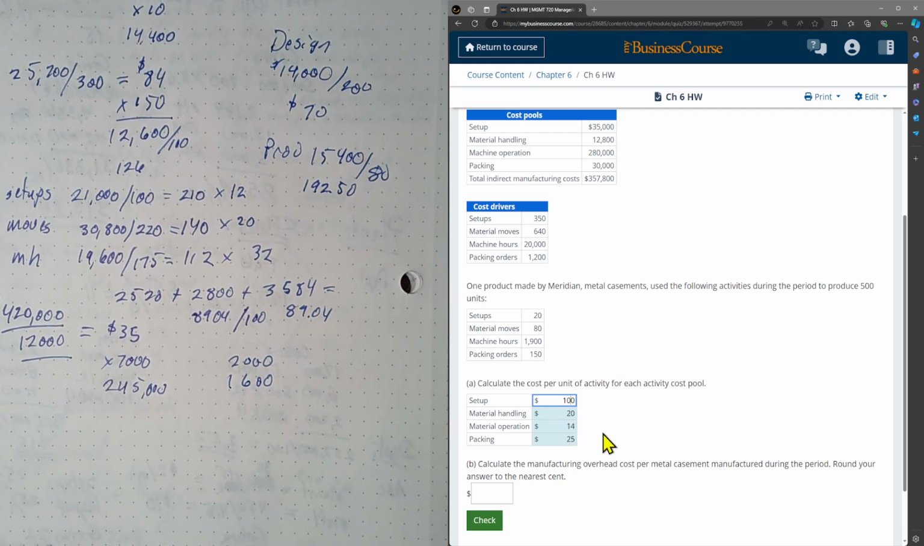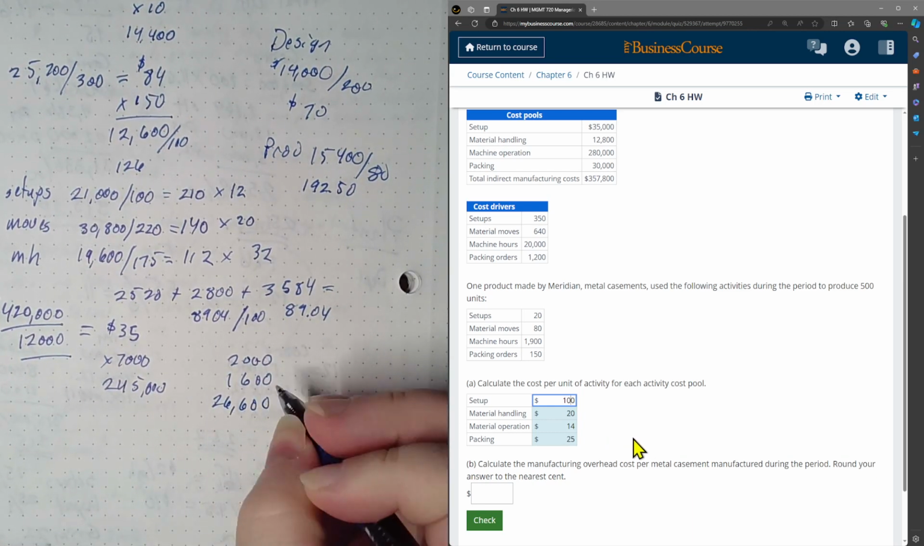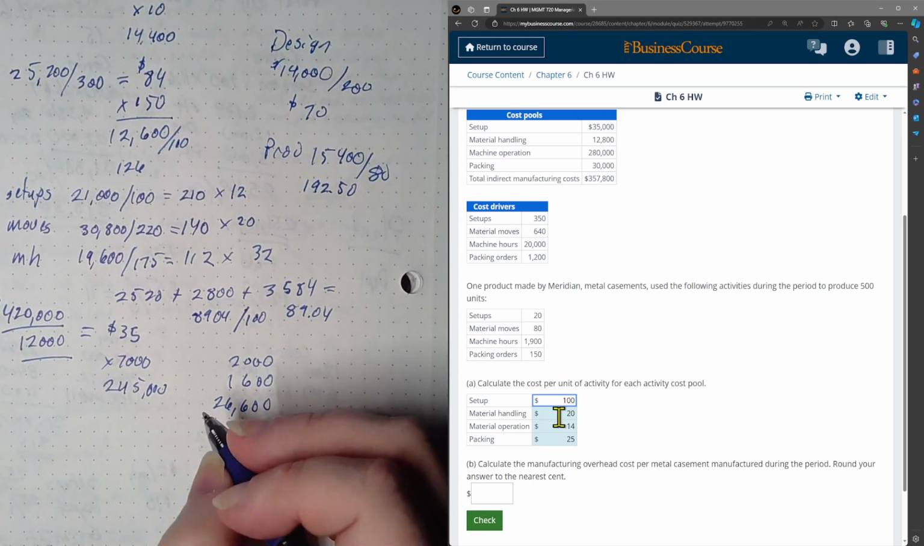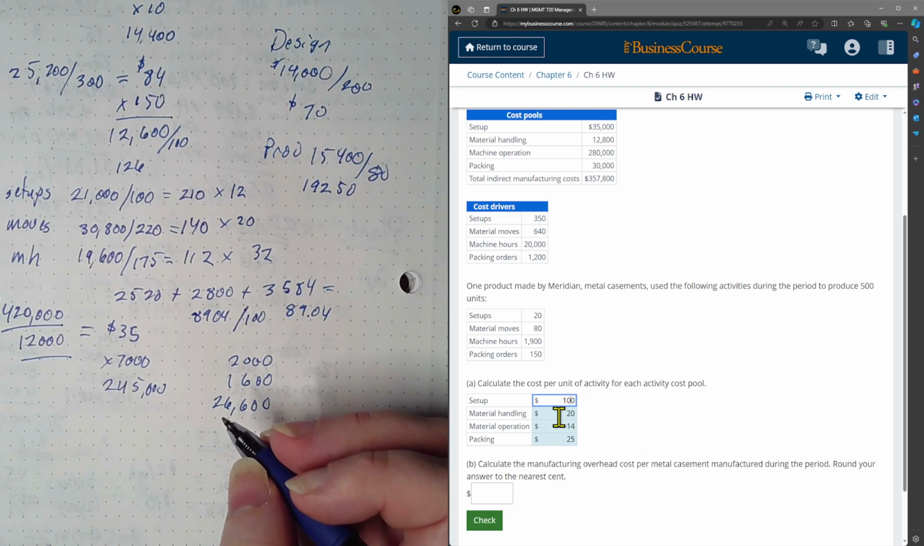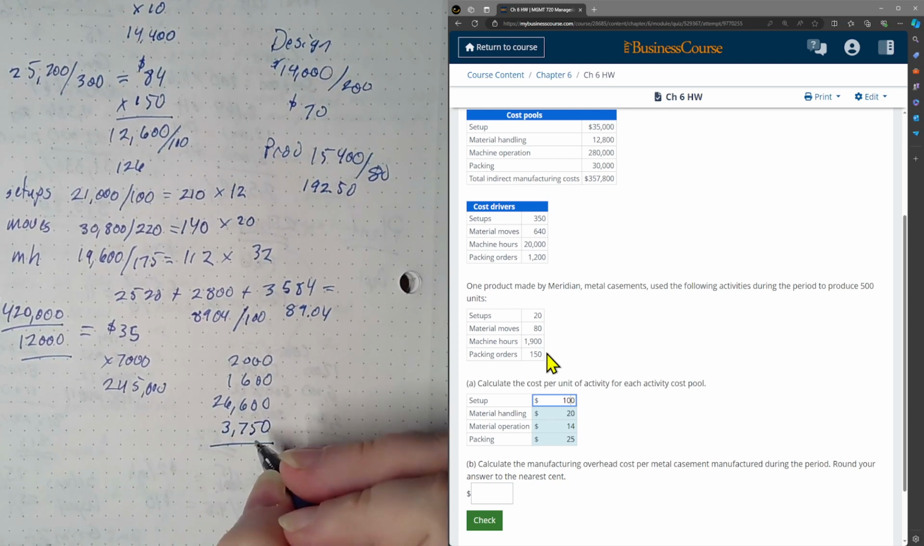14 times machine hours, where I'm going to have to use the old calculator. 26,600. That seems like a lot of machine hours. Packing orders is 150 times 25. I'm just, my cost accountant brain is starting working. I'm like, this is what's actually driving the cost, right? The machine hours. You can see the majority of the costs are in machine hours, which is a little strange.